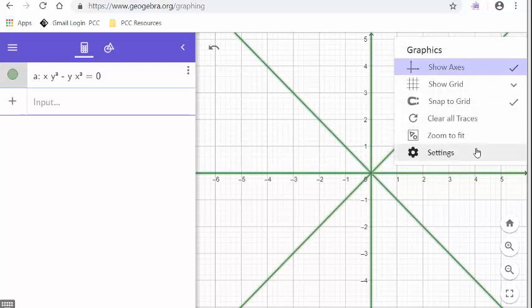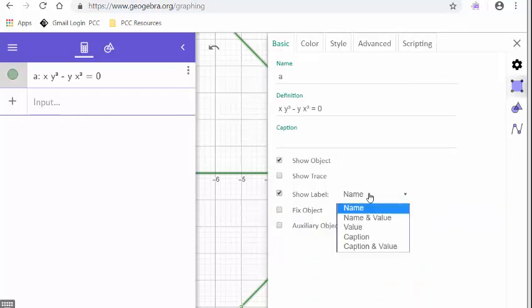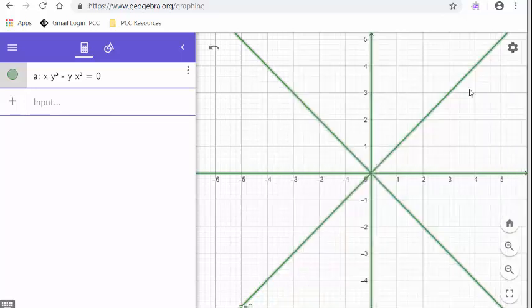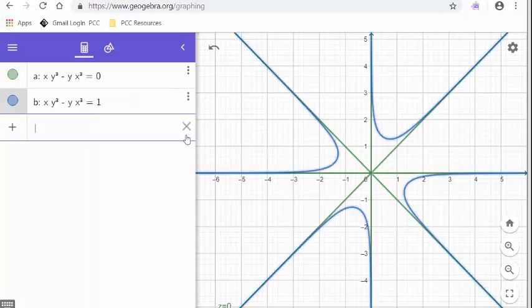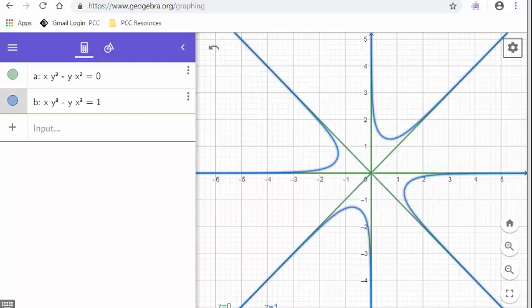I want to go ahead and, here, settings, show label. I'm going to give it a caption of z equals 0. Right there, we've got that caption. All right, I want to take the same thing and just look at when are the z values 1 or -1? So x times y to the third minus y times x to the third equals 1. And we get these blue lines. I'm going to do the same thing, give it a caption of z equals 1. Show label caption. And so we've got that there.